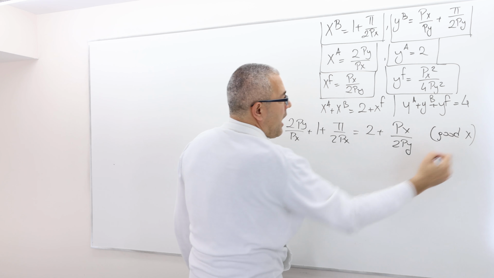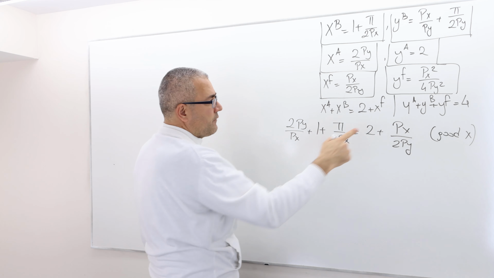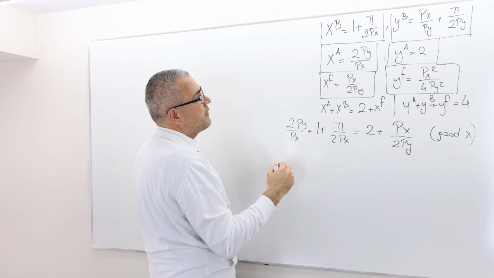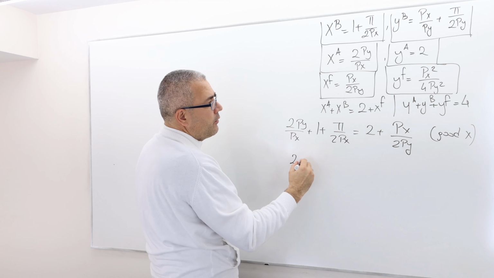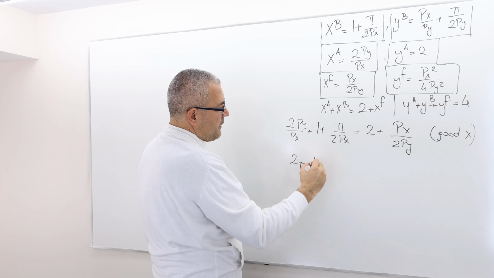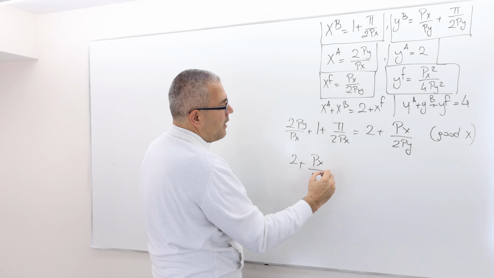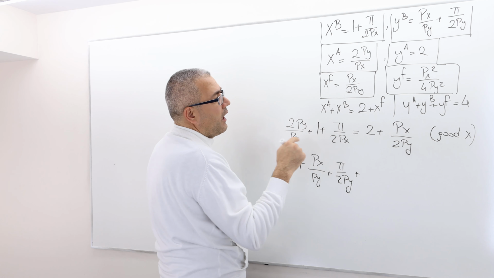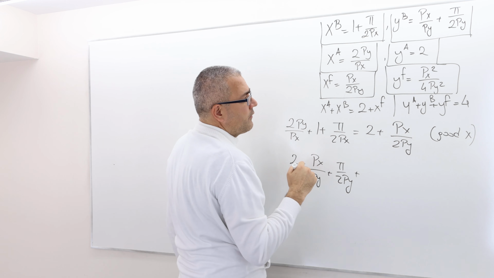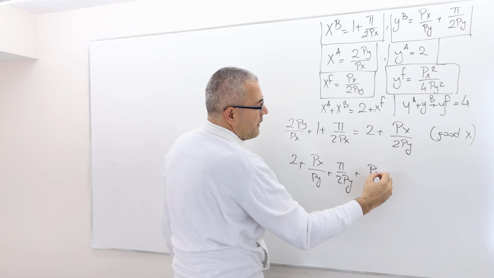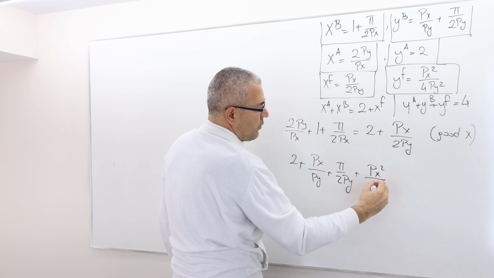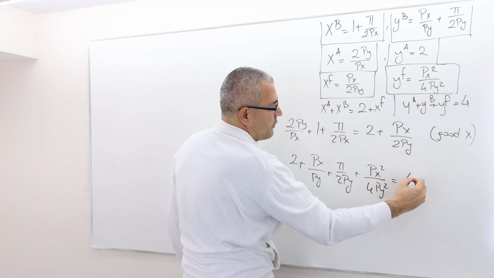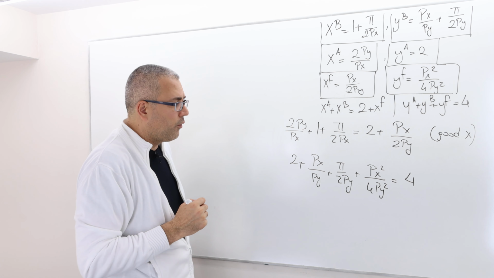All right, well, what is the market clearance condition for good Y? So the second equation, yA, which is 2, plus yB, which is px over py, plus pi over 2py, plus the demand for input for the firm, it is px squared over 4py squared, has to be equal to the market supply, which is 4.